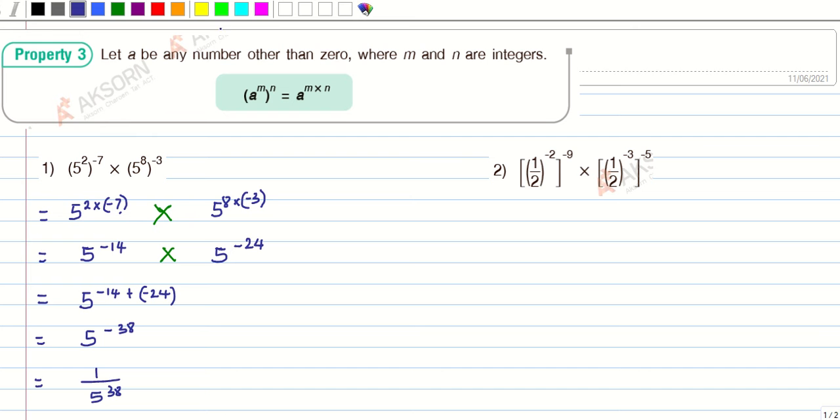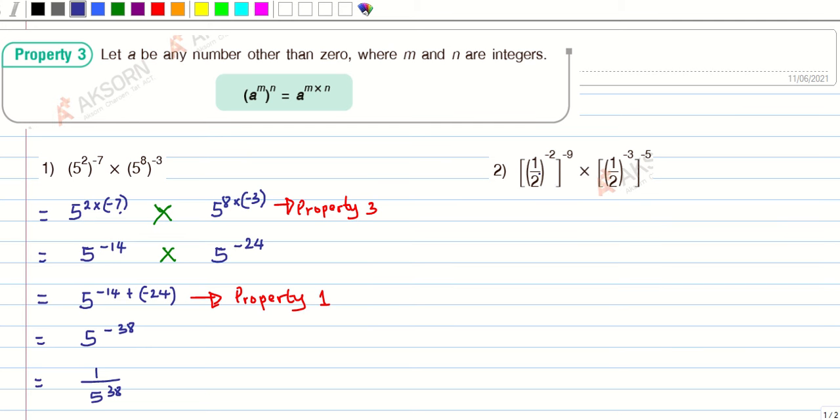Okay, now you can note that this is our property 3. And here it is property 1. Okay, all right, so let's now try example number 2.